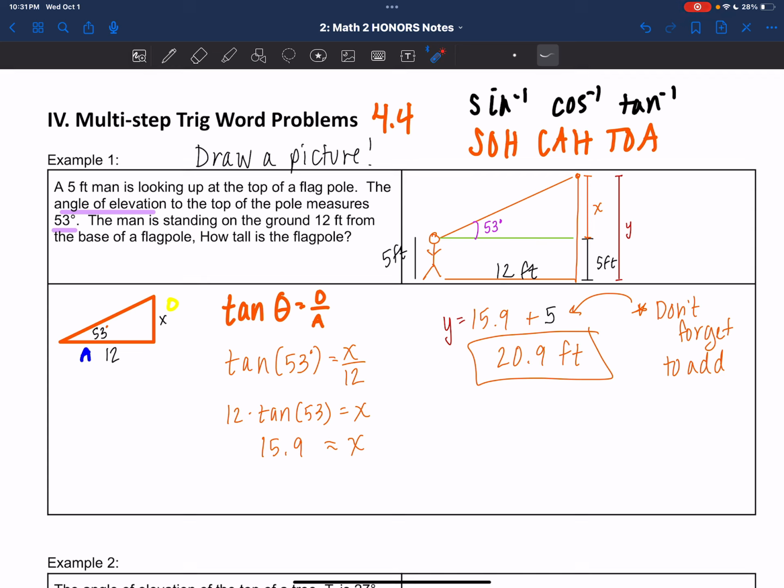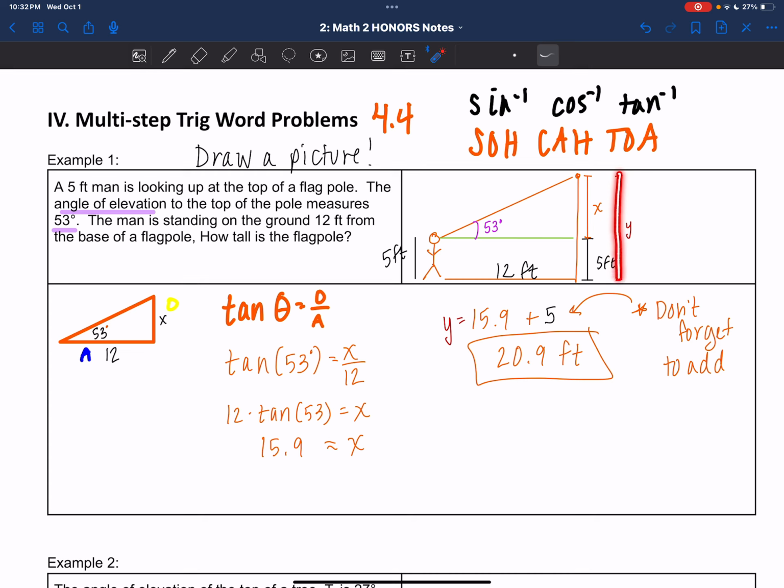So it says a 5-foot man is looking up at the top of a flagpole. So that's what I did here with my fantastic picture. And he's looking up at a flagpole. So this is him looking up, so this is the angle of elevation right here, is 53 degrees. The man is standing on the ground 12 feet from the base of the flagpole. So this is 12 from here. We want to know how tall is the flagpole.